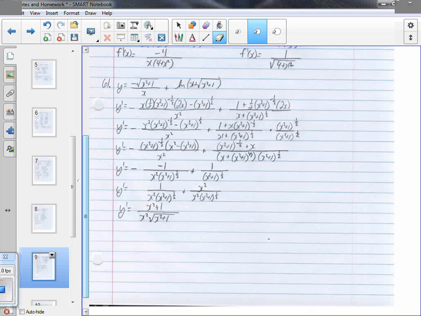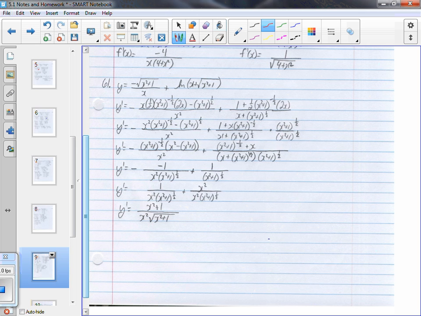All right, on 61, we're supposed to find the derivative of the function. So y equals negative square root of x squared plus 1 over x. We've known how to do that for a while, haven't we? Okay? So we should be good there.